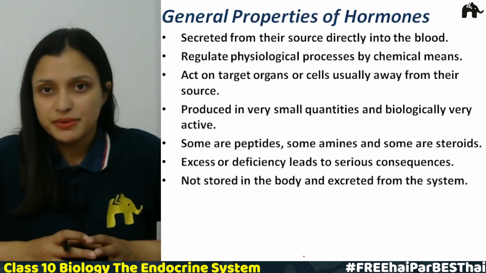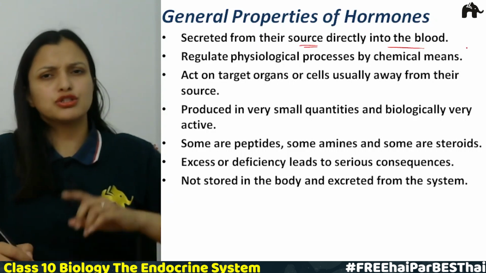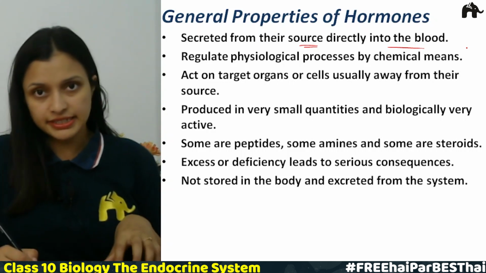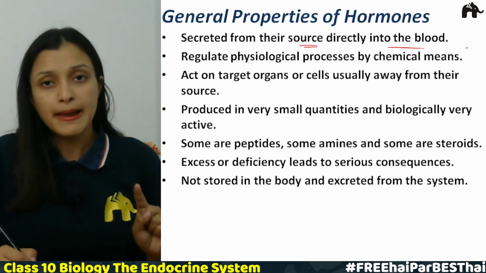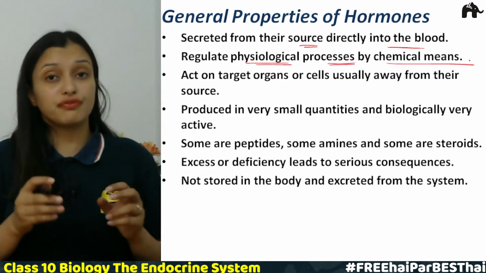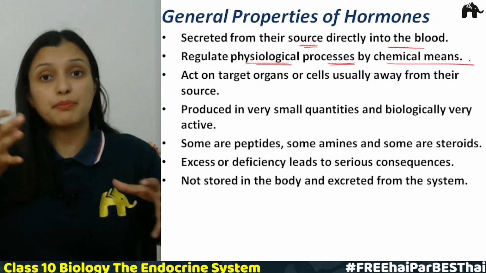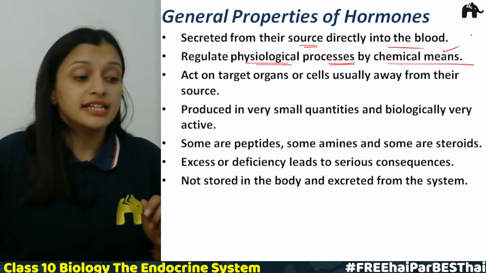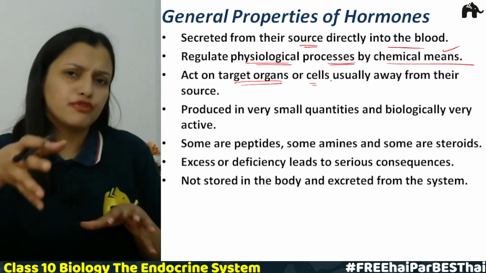Talking about the general properties of hormones, the first is that they are secreted from their source directly into the blood. This is what we spoke about endocrine glands: they do not have any ducts, they are ductless glands, and these chemicals are poured into the blood. The second is that they regulate physiological processes by means of chemicals. The physiological processes happening inside our body are regulated by chemical means. The next is they act on the target organ or cells which are usually away from the source.